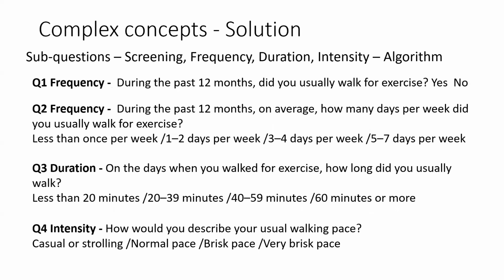So you have to now think about what are the sub questions which can come up from this complex question. So might be I will first screen and ask them whether they usually walk for exercise. If the answer is yes, then I need to ask questions about the frequency, about the duration and about the intensity. And then it is the investigator who will decide whether all the criteria for walking as exercise are met or not. The respondent has only to answer the questions which are asked.